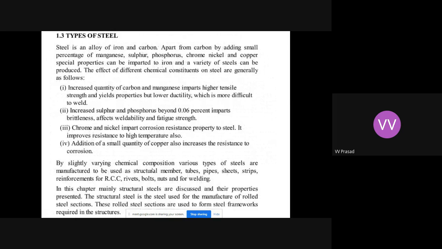Okay, next one. There are types of steel, sir. So many types of steel, depending upon the percentage of carbon and manganese. Chrome and nickel impart corrosion resistance to the steel. Addition of a small quantity of copper also increases the resistance to corrosion. For example, ordinary steel has more carbon content. The second one also has manganese.